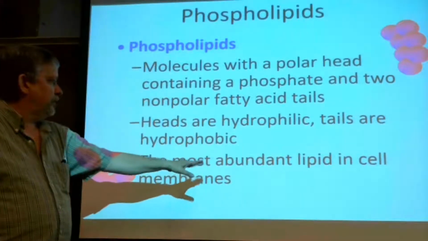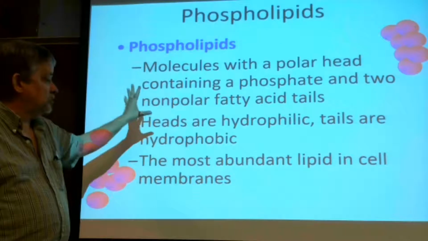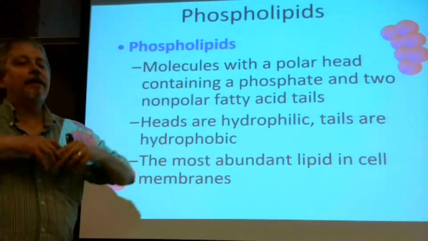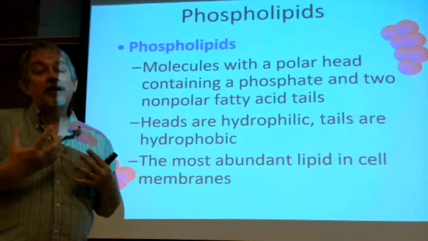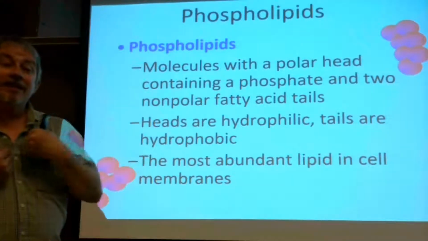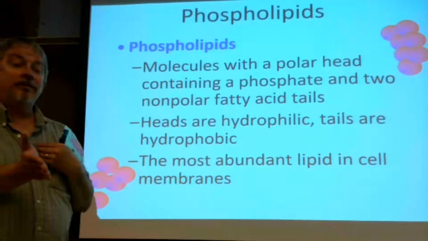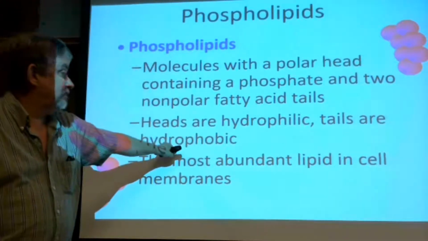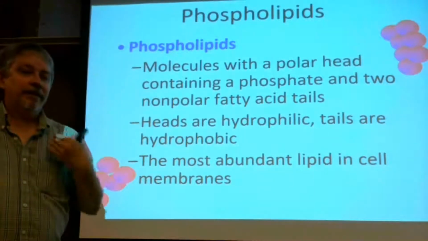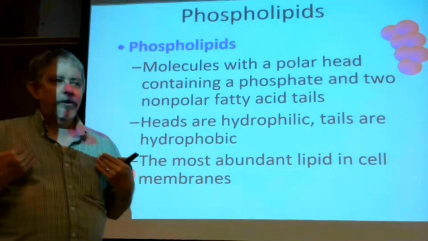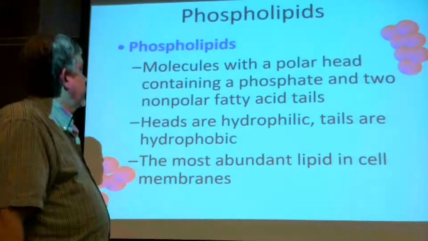So the most abundant lipid in cell membranes. These phospholipids is what forms that layer around each and every one of our cells. That is why our cells are able to determine what comes in and what goes out, because water will not pass through it because the tails are hydrophobic. And so your cell then will allow things to be exchanged back and forth as it goes through that membrane.